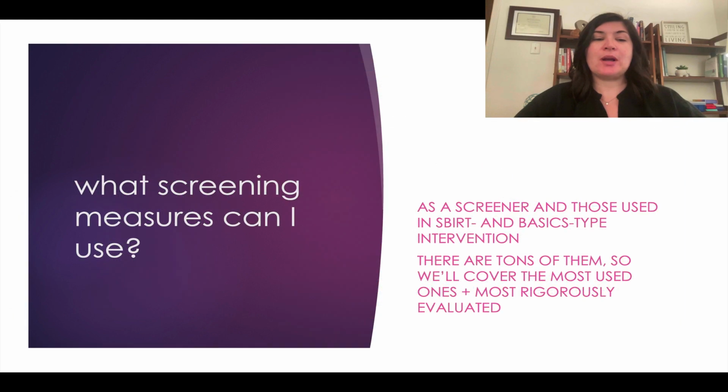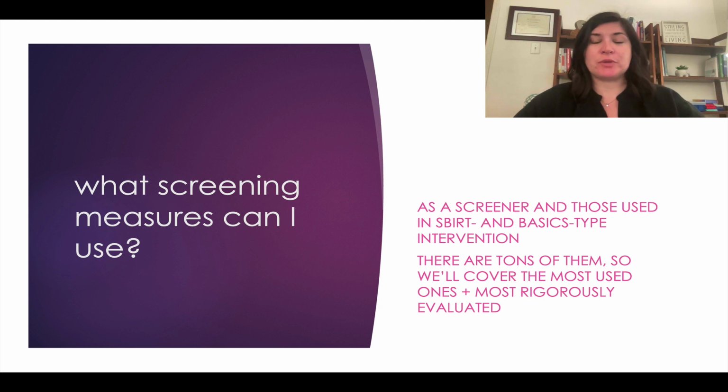So what kinds of screening measures can you use? Well, we just discussed two of them, the SBIRT and the BASICS type intervention, but there are actually tons of them. So we're going to cover the most used ones and those that have been most rigorously evaluated.